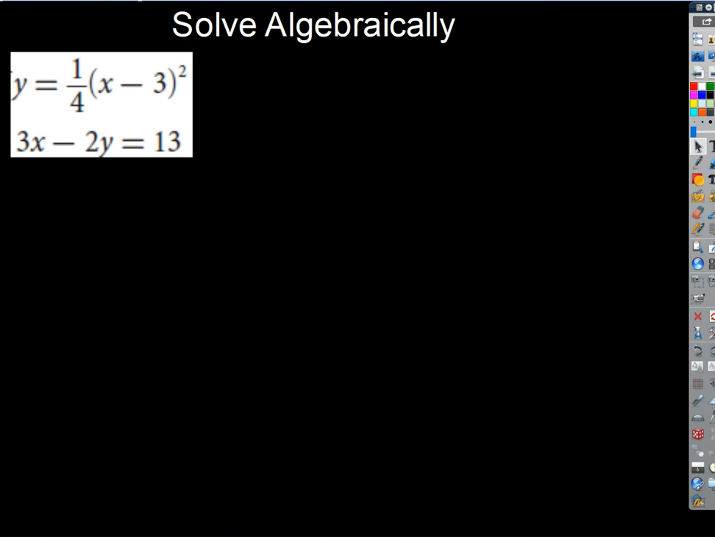Okay, linear quadratic systems. I just want to go through a few examples and then I'll turn you loose on that assignment. Linear quadratic systems are just that. They're just systems of equations where one or more of the equations are linear and one or more of the equations are quadratic. So how could we solve this system?